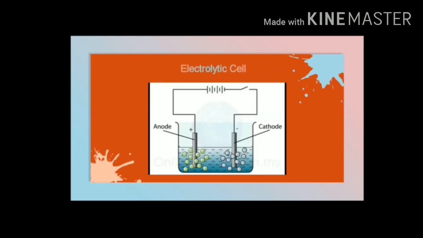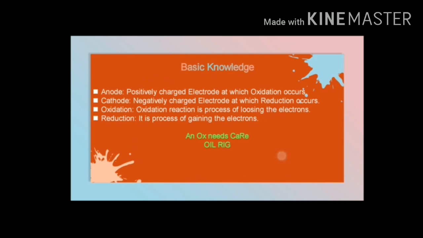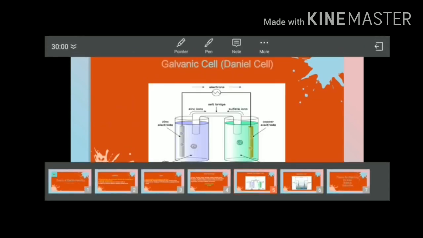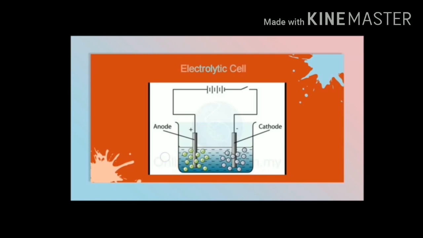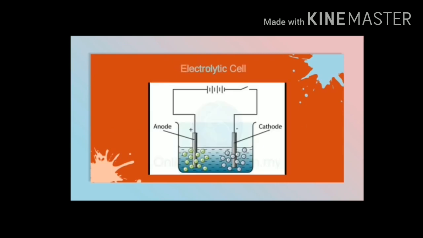Next is the electrolytic cell. Here in a single container anode and cathode are placed. Here see, in a galvanic cell, the anode is negative and the cathode is positively charged. Sorry guys, this slide is, see, this is negatively charged, this is positively charged. Here what happens, the anode is positive, the cathode is negative, and it is in an electrolytic solution, and same as before, at the anode oxidation takes place, at the cathode reduction takes place.